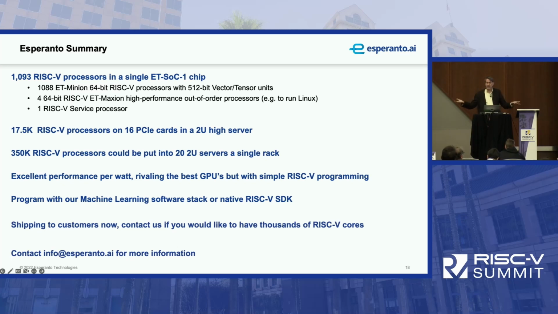And this machine can be programmed either with our machine learning software stack, or we have a native SDK, so if you want to program down at the RISC-V level, we'll let you go for it here. And we are shipping to customers now. We're delighted to say that. And if you've got a RISC-V problem that's appropriate and you'd like to use thousands of cores, send us an email, let us know. We'd be happy to sell you a system. So thanks very much.